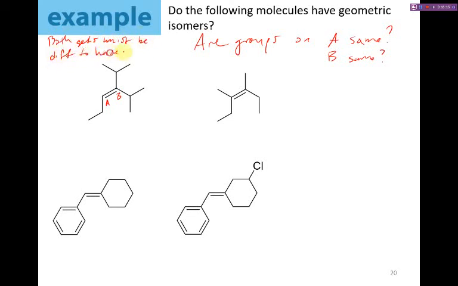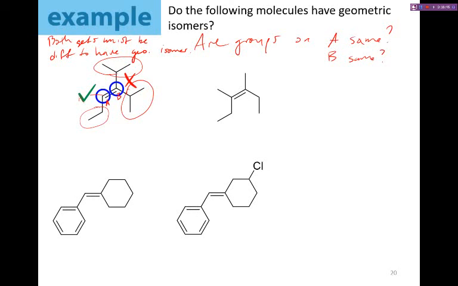To have a geometric isomer. So let's evaluate. On A, you have a large carbon chain and a hydrogen. So those are different. On B, you have the same group. They're the same, and therefore this molecule cannot have a geometric isomer.